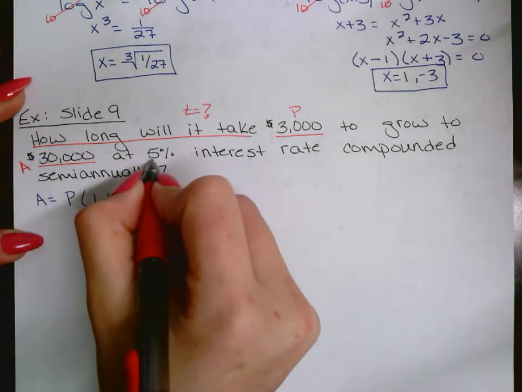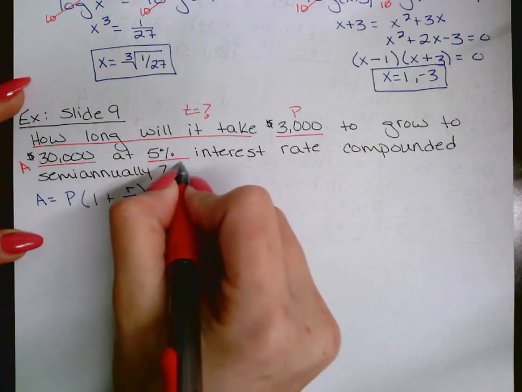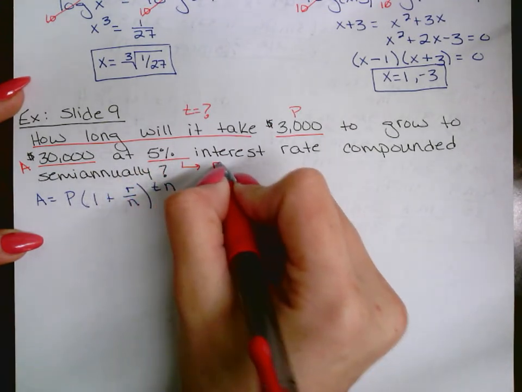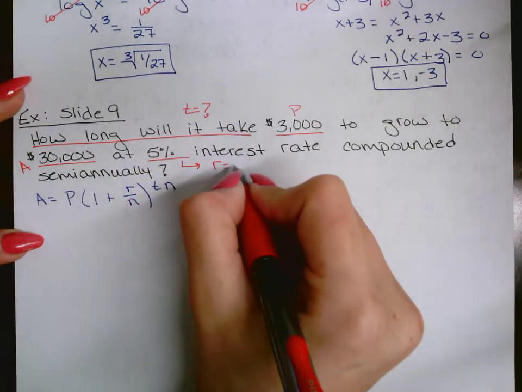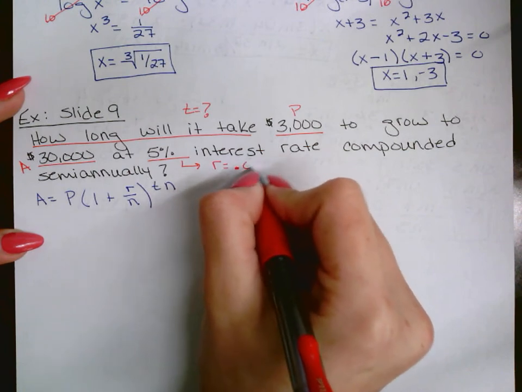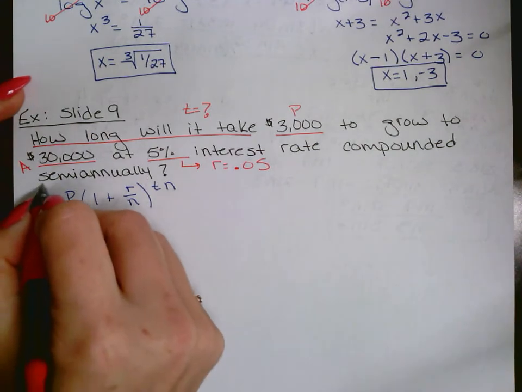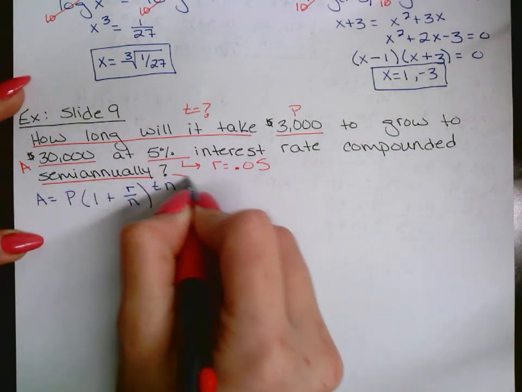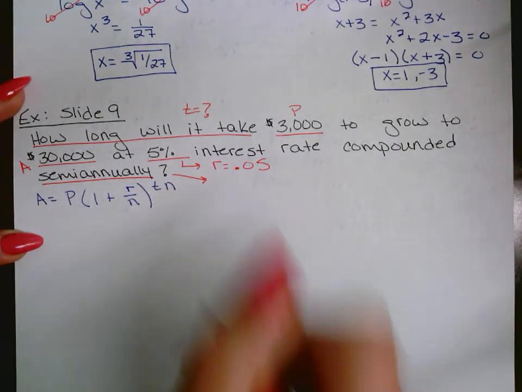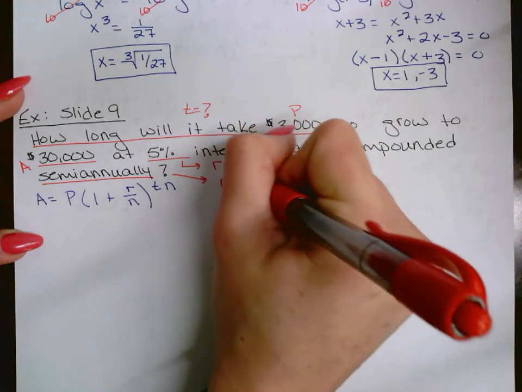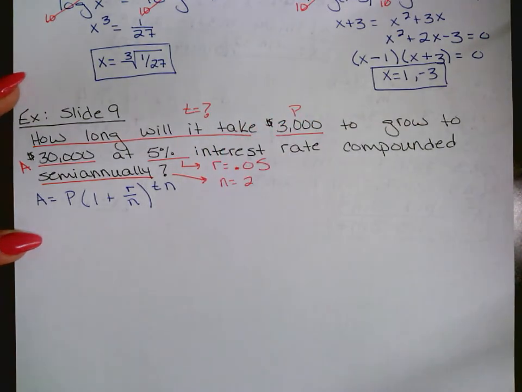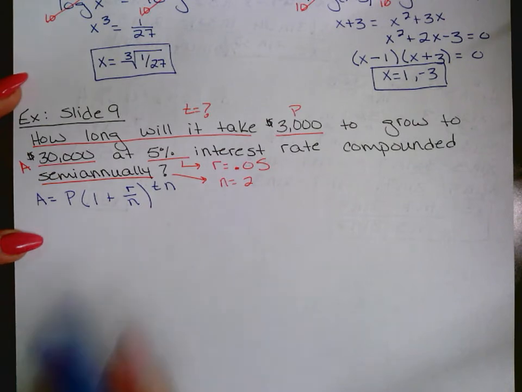At a 5% interest rate, what is that? And how will I represent R? Good. 0.05 as a decimal. And they want it to compound semi-annually. What is N? N is 2. Okay? So plug in what you know.